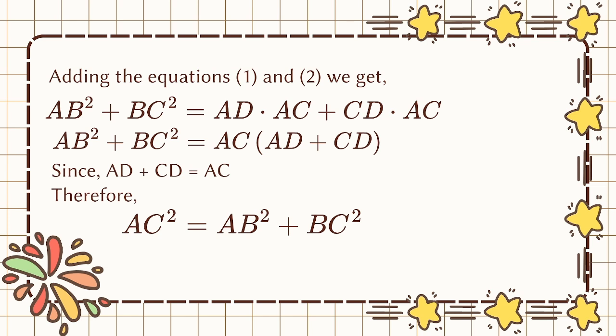Since AD plus CD equals AC, therefore AC square equals AB square plus BC square. Thank you. Next, we will study integer material.